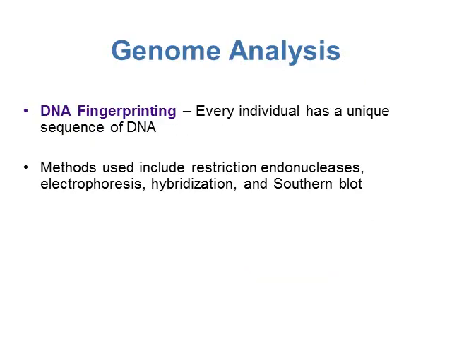Another application to the different tools and techniques we've looked at is called genome analysis. So we can do DNA fingerprinting. Every individual has their unique sequence of DNA. It's kind of like your fingerprints on your hand. You all have unique DNA, so DNA fingerprinting. The methods that are used in this include restriction endonucleases, so we can cut up pieces of DNA, electrophoresis, separate that DNA out by different size. We can hybridize the DNA, or we can do something called a Southern blot, where we can identify the DNA and the proteins that are being produced.